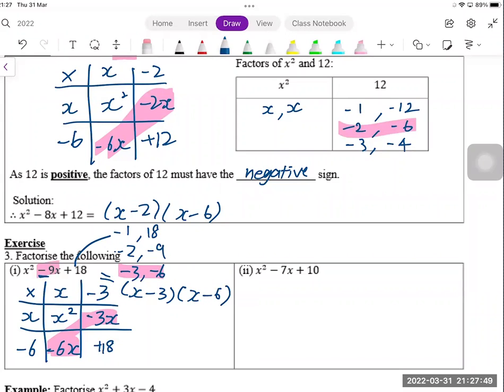Am I too fast? No. Okay, I can follow. Okay, then you try part 2. Same thing, when you're done, let me know.